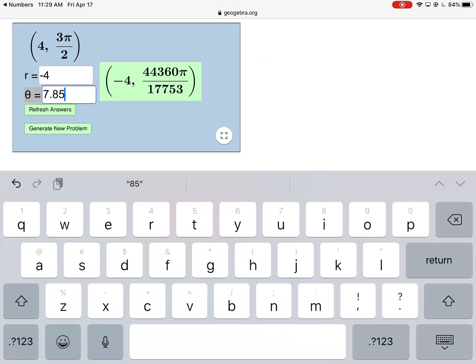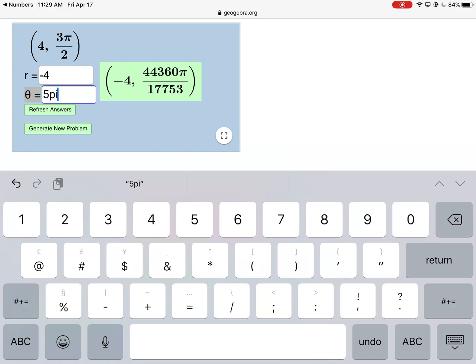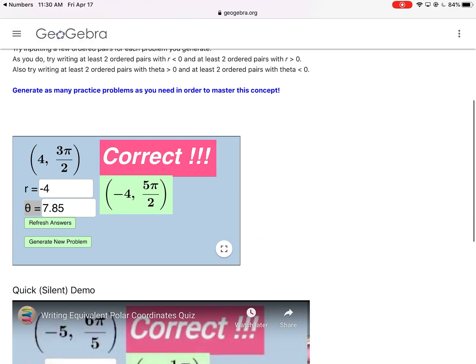Oops, I hit enter. Shouldn't have hit enter. 5 pi over 2. Don't hit return, just tap out and it'll tell you that you're correct. All right, so spend a few minutes practicing this yourself, generate a few new problems, and make sure you've got the concept down. That's it for today.